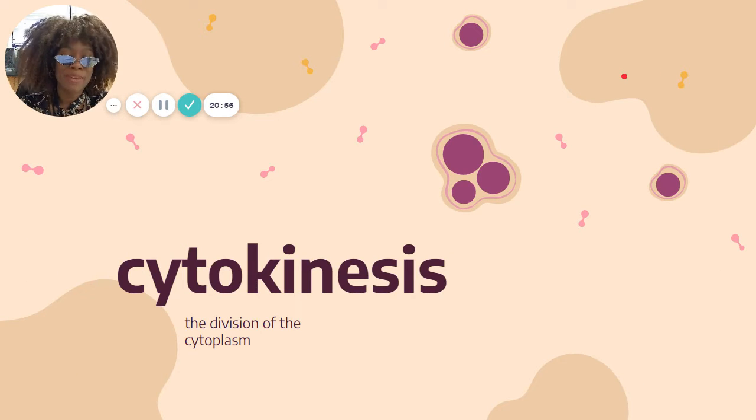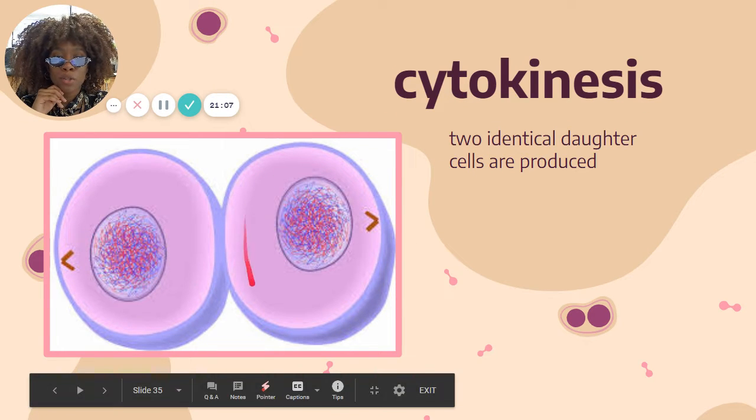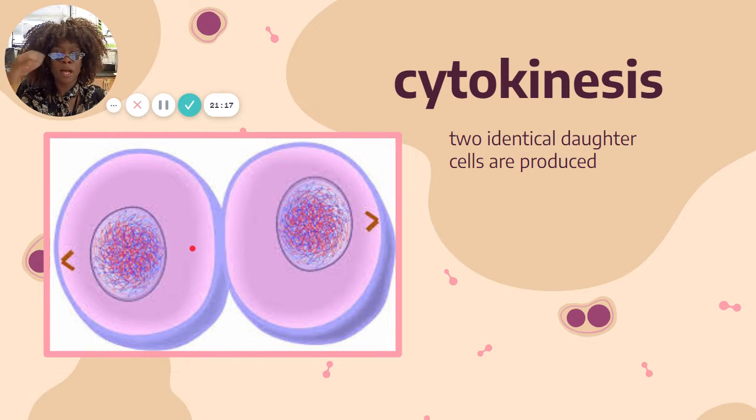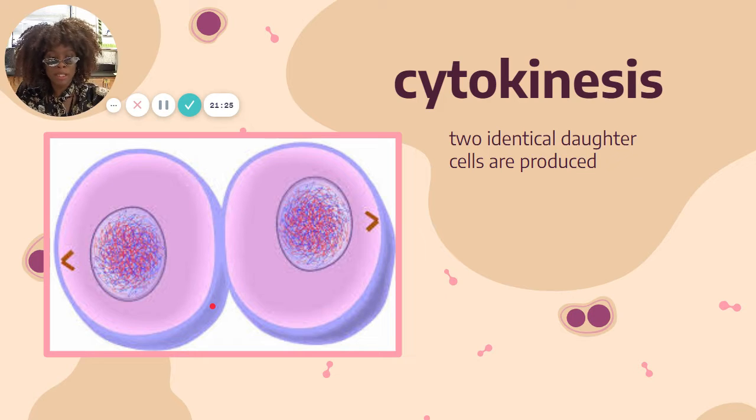Okay, and then last but not least, we have cytokinesis, which is the division of the cytoplasm. So cytokinesis is when the two identical daughter cells are being produced, so they are being split apart completely. So this is probably like the beginning of cytokinesis, and they have what's called a cleavage furrow. Cleavage furrow just is basically where it gets cleaved, which just means it gets chopped.